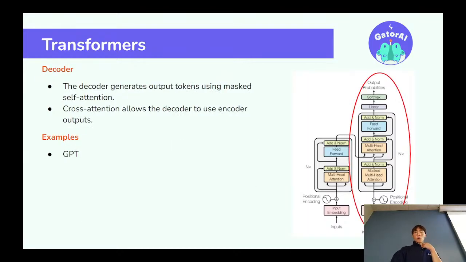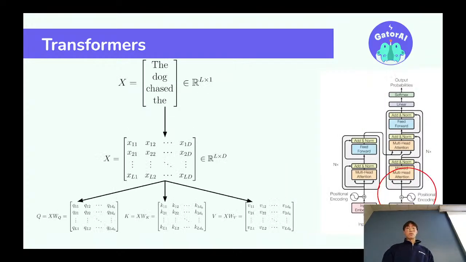All right, so we'll go on to decoders now. Decoders generate output tokens using masked self-attention, and they also use something called cross-attention, which we might skip depending on the time. Some examples of decoder-only models are generative models, so they just generate text, and we'll see exactly how a decoder-only model can generate text rather than represent all of the information.